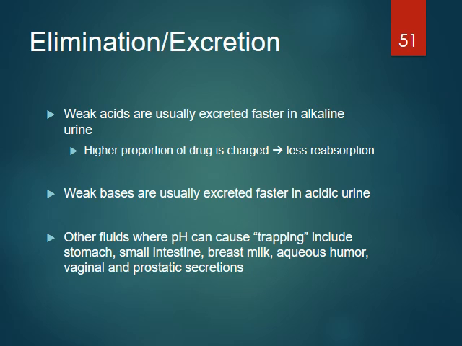One of the things we'll see here is that weak acids are usually excreted faster in alkaline urine. And again, this goes right back to the old adage, like dissolves like. So if I put a weak acid into an alkaline urine, that means they're going to have a higher proportion of that drug in the unprotonated state, which means it's going to be in the charged state, and thus it's going to be less likely to be reabsorbed because its lipid solubility is going to be lower. On the other hand, if you have weak bases in an acidic urine, you can put them in a more protonated state, and thus have a higher proportion of that drug having a charge, and thus it's less likely to be reabsorbed.